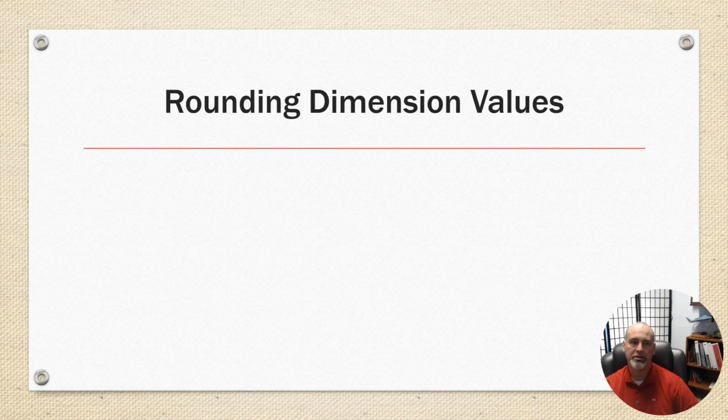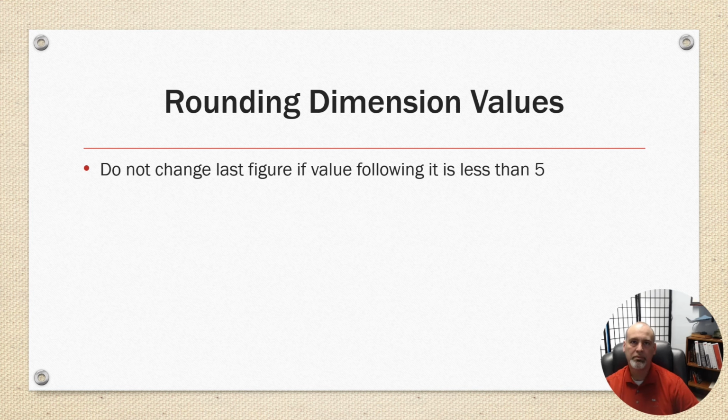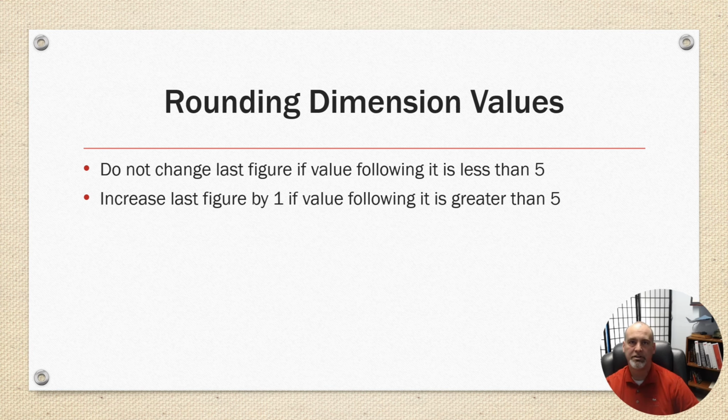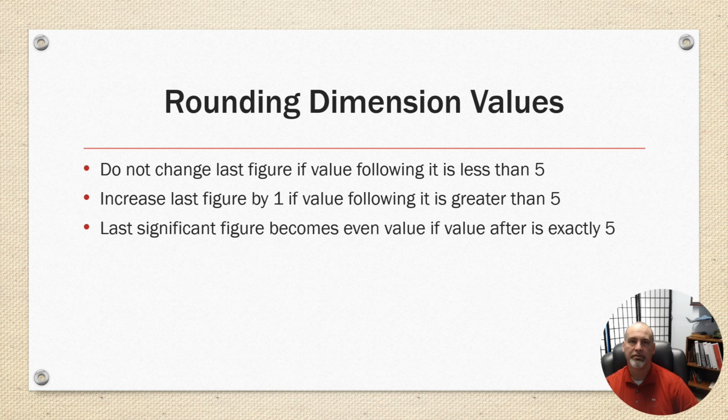Okay, rounding dimension values. Do not change the last figure if the value following it is less than 5. Increase that last figure by 1 if the value is greater than 5. So you're going to round up if it's greater than 5. The last significant figure becomes an even value if the value after is exactly 5.